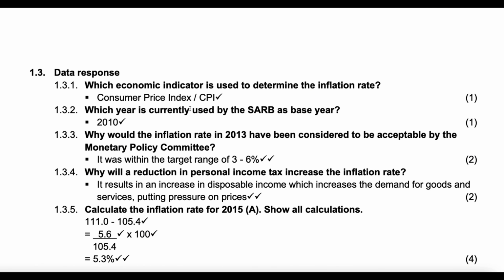Right, so number one, which economic indicator is used to determine the inflation rate? That's CPI. Which year is currently used by the South African Reserve Bank as the base year? That's 2015, in this case 2010. Why would the inflation rate in 2013 have been considered to be acceptable by the Monetary Policy Committee? Well, it is because it is within the target range of 3 to 6%.